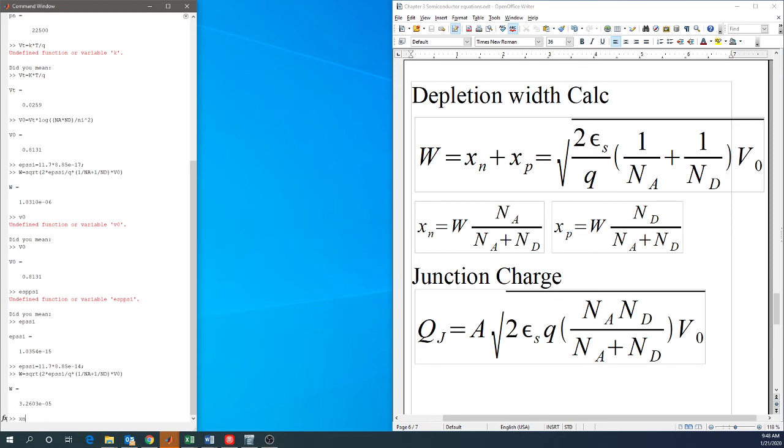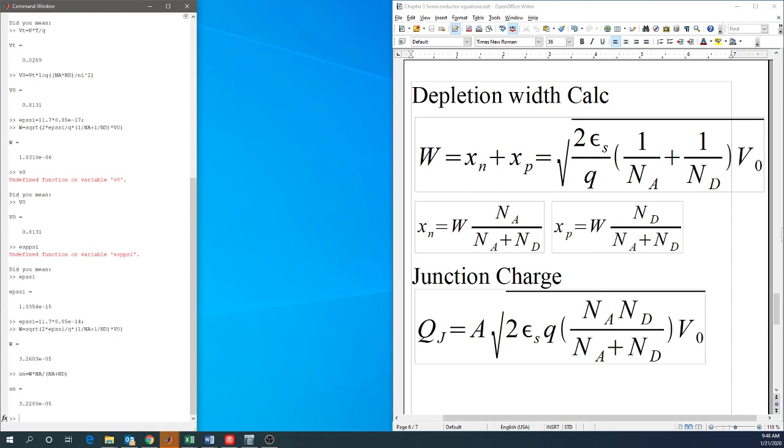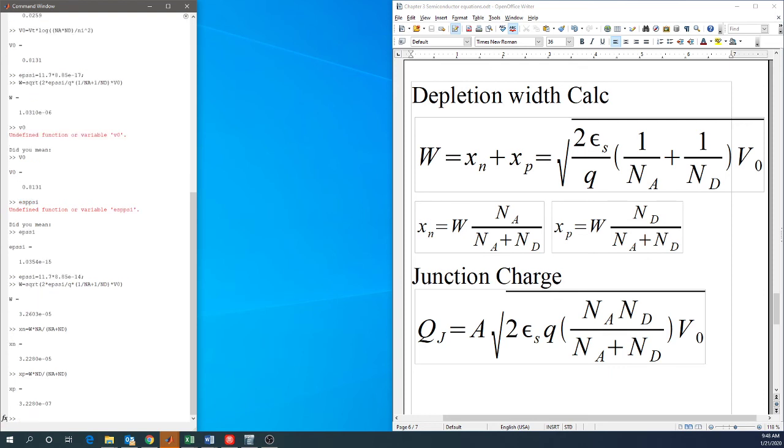They want to know xn is equal to W times NA over NA plus ND. And that gives us that the majority of it is xn. XP is equal to W times ND divided by NA plus ND. Remember the orders of magnitude on these. There's 2 orders of magnitude between them, and that's 2 orders of magnitude smaller, so that makes sense. Those are extremely small. The XP is extremely small compared to the other one.